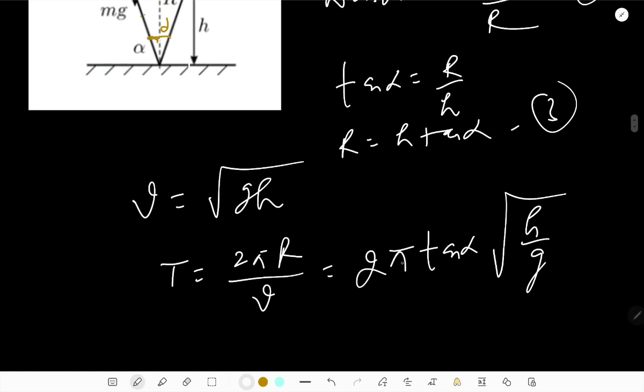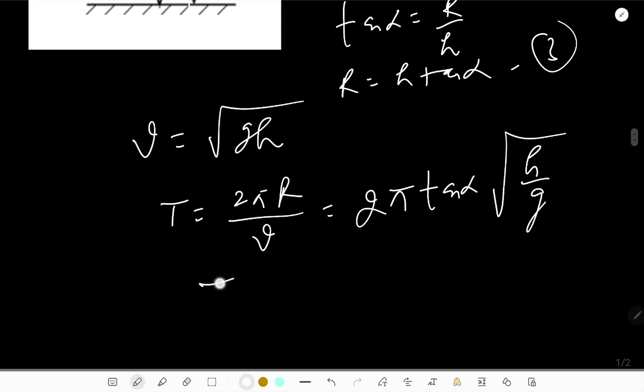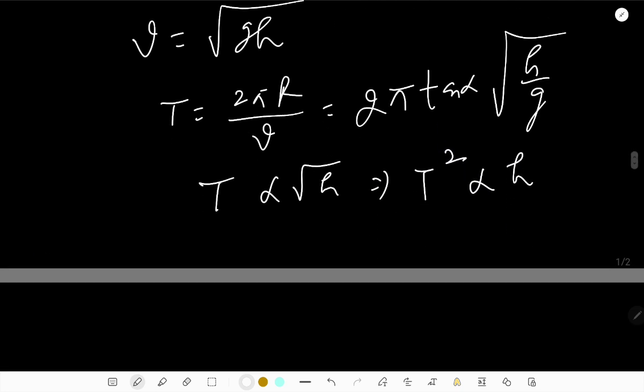And everything in this is constant except h: g, alpha, pi, everything is constant. So you would like to write T is directly proportional to under root h, and you got it. T square is directly proportional to h, and you will be writing now T1 square upon T2 square equals h1 upon h2, and that is the analogue of Kepler's third law. Yeah, got it. Thank you very much.